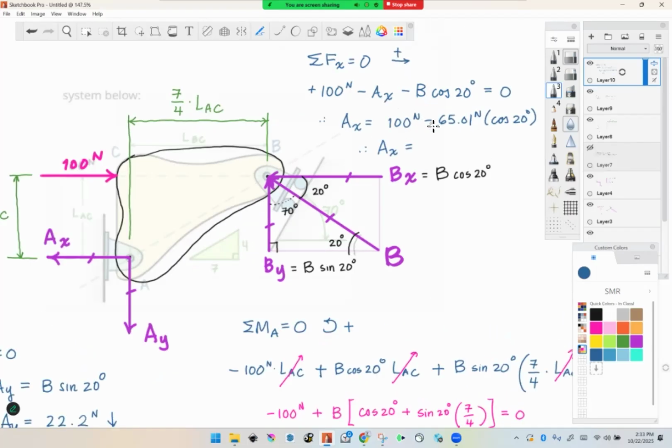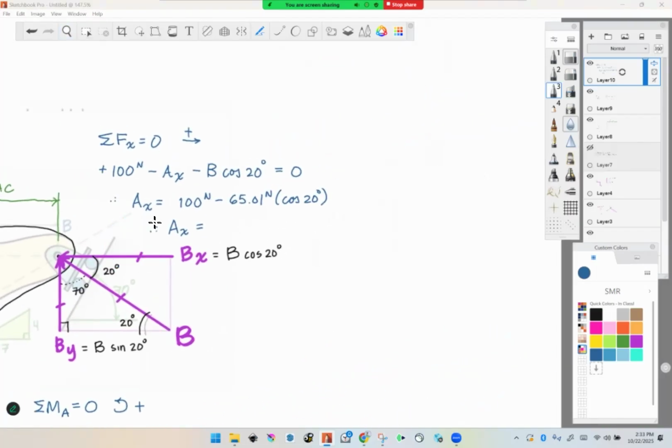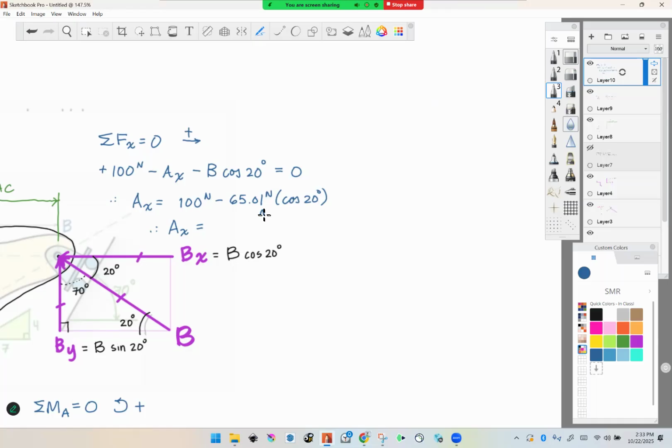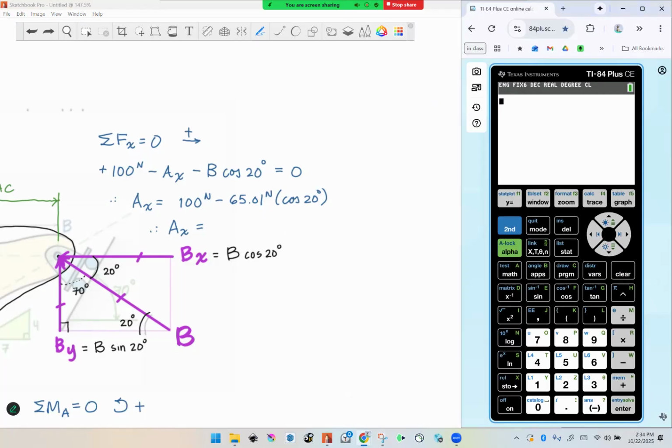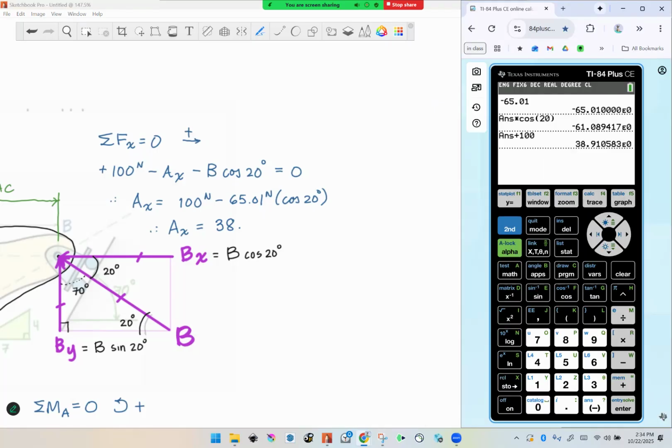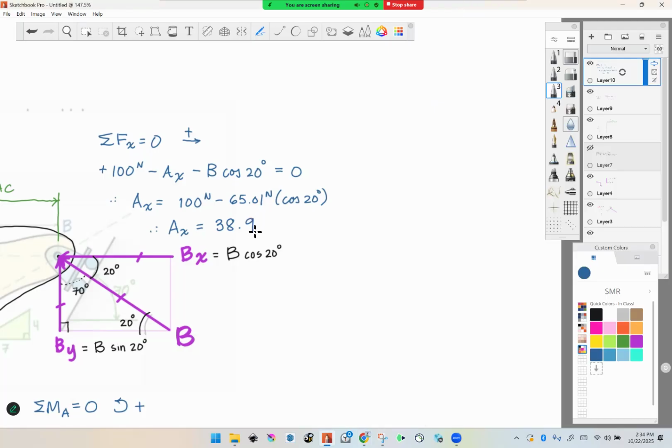All right. Okay, doke. Notice that I did copy down that 4th sig fig because I didn't want to lose that accuracy. Won't make a big deal in this particular problem, but sometimes it does. So I'll do a negative 65.01, multiply it by cosine 20, and then add in 100. Okay, and I get a value of 38.91. So for my final answer, I'll do 38.9 newtons.